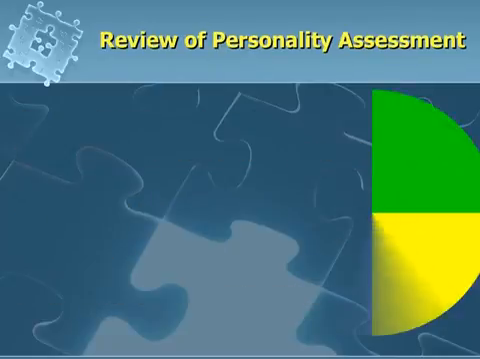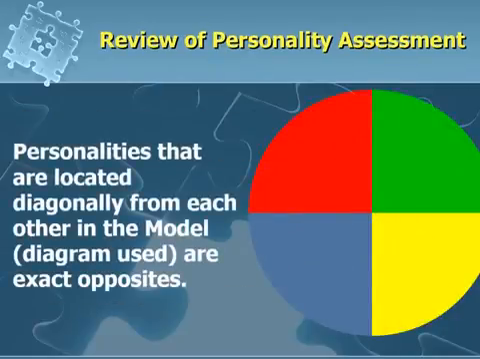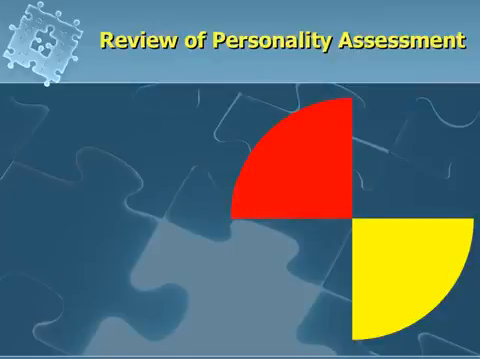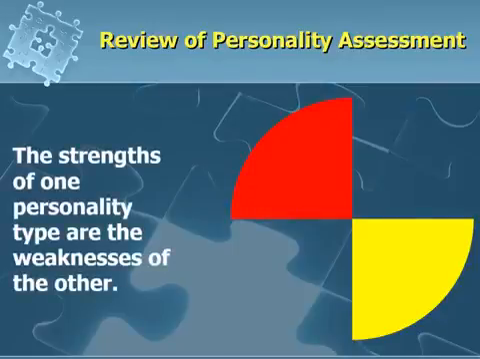One important point to keep in mind as you are taking in this information and learning how to leverage it for business purposes is that the personalities that are located diagonally from each other in the model diagram used are exact opposites. The strengths of one personality type are the weaknesses of the other. For instance, at the extreme end, when this personality is out of control, drivers are described as being insensitive. Therefore, at the extreme end, when this personality is in control, amiables are known as being sensitive. The strengths of one personality type are the weaknesses of the other.